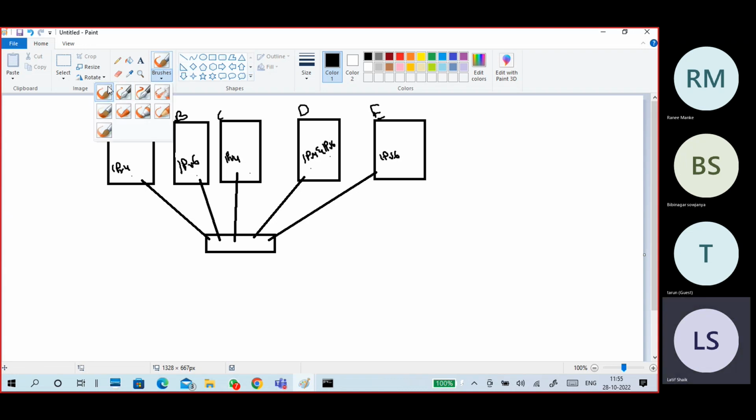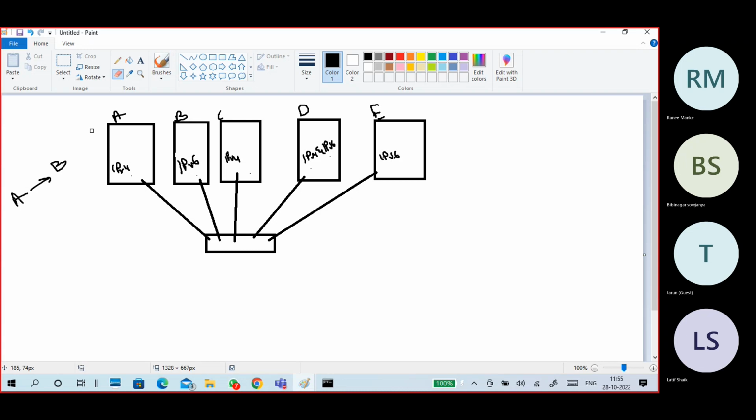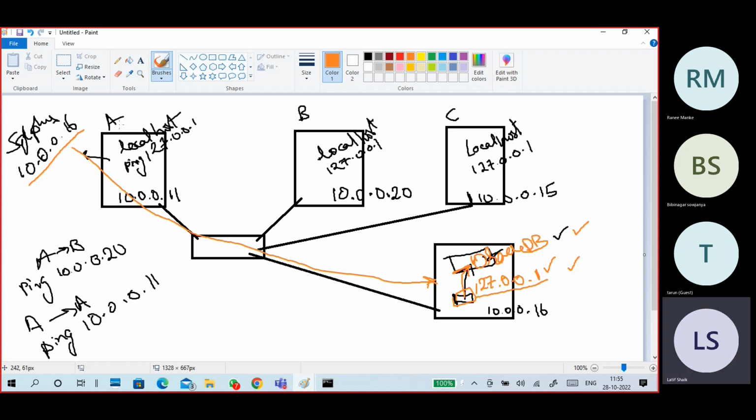So first of all, what does unicast mean? For example, A sends a packet to B's IP address. No, not B. B is IPv6, right? V4 to V6 communication, what happens? A sends a packet to C with C's IP address. C has some IP address like this. So for example, A wants to ping B with B's IP address. That is called unicast. One-to-one communication.